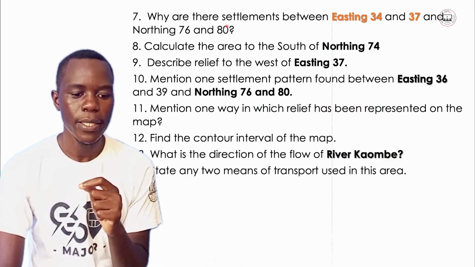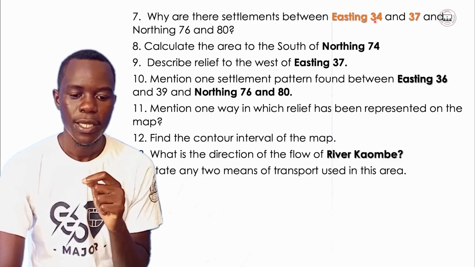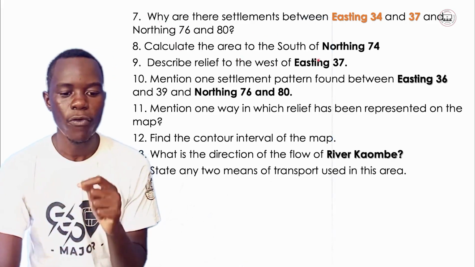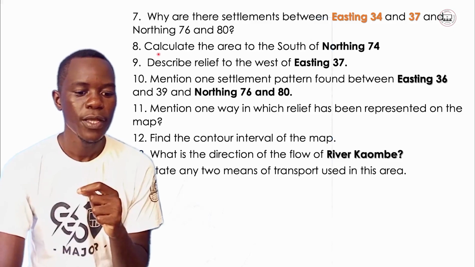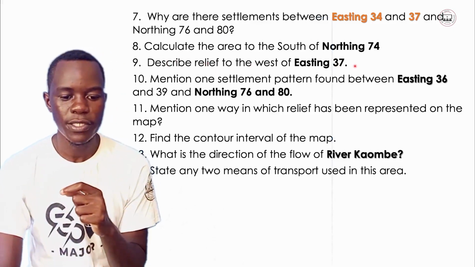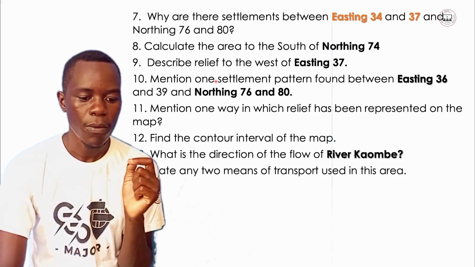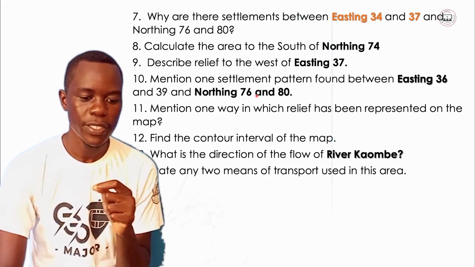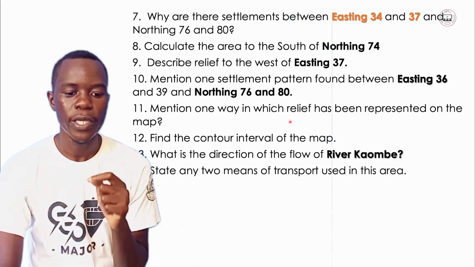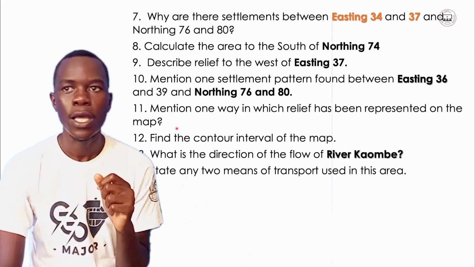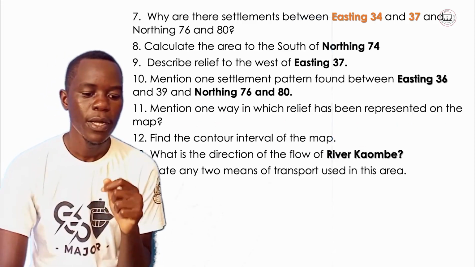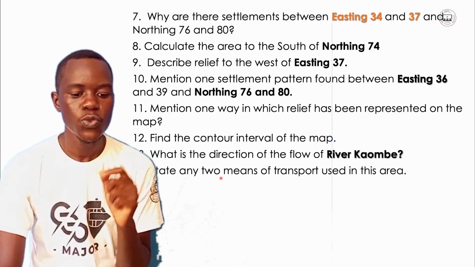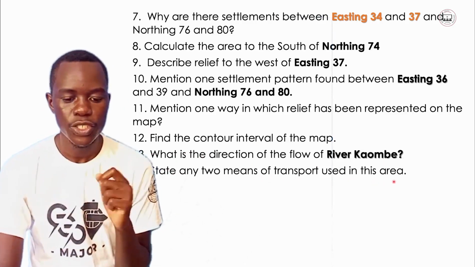Number 5: identify any 2 economic activities that could possibly take place on the map. Number 7: why are there settlements between Eastings 34 and 37 and Northings 76 and 78? Number 8: calculate the area of the south of Northing 74. Number 9: describe the relief to the west of Easting 74. Number 10: mention 1 settlement pattern found between Eastings 36 and 39 and Northings 76 and 78. Number 11: mention 1 way in which relief has been presented on the map. Number 12: find the contour interval on the map. Number 13: what is the direction of flow of the river Kaombe? Number 14, the last one: state any 2 means of transport used in this area.